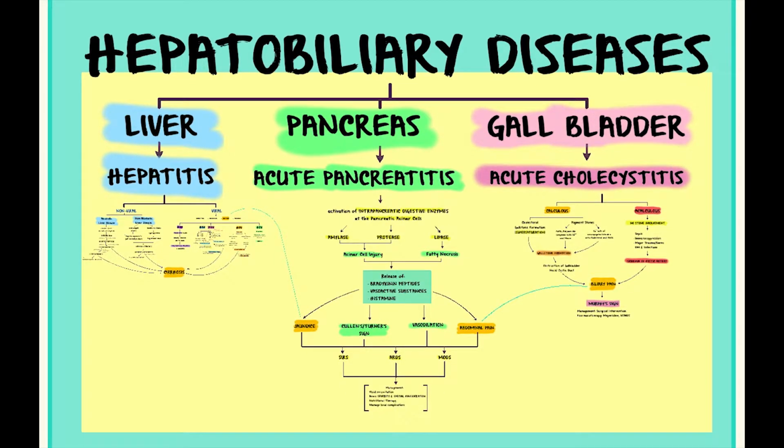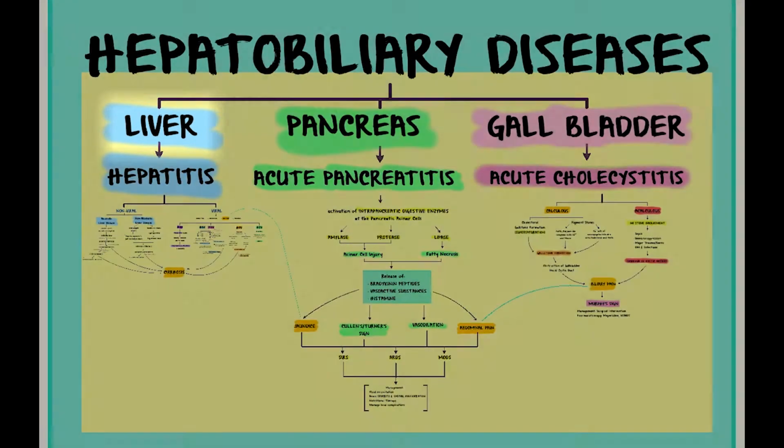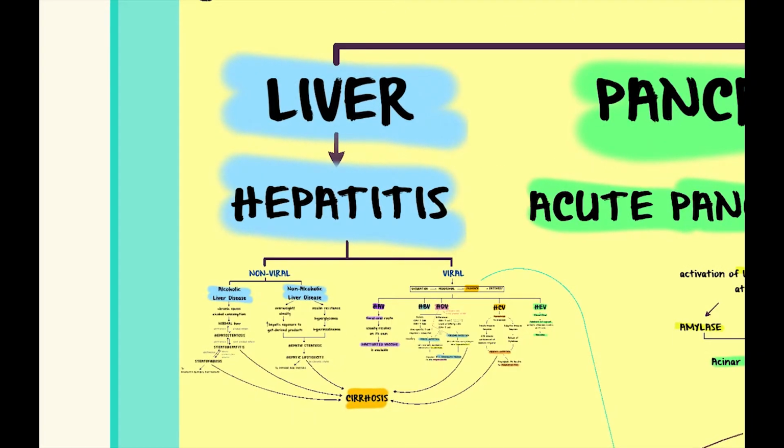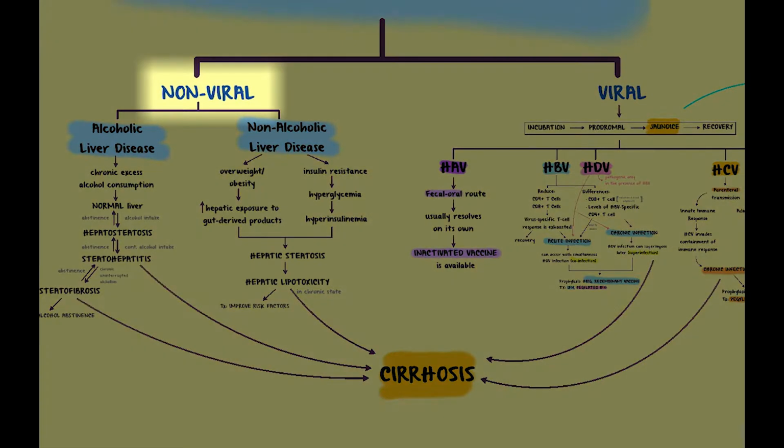The hepatobiliary system is made up mainly of the liver, gallbladder, and pancreas. Anything that affects these organs will bring about different kinds of diseases. Let's begin with the inflammation of the liver, or hepatitis. In general, the etiologic cause of hepatitis could be viral or non-viral.